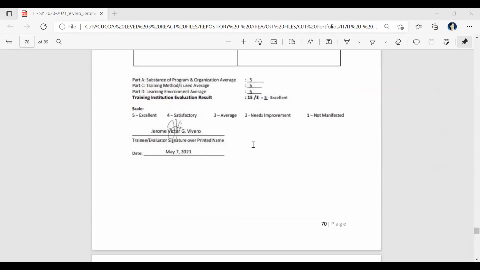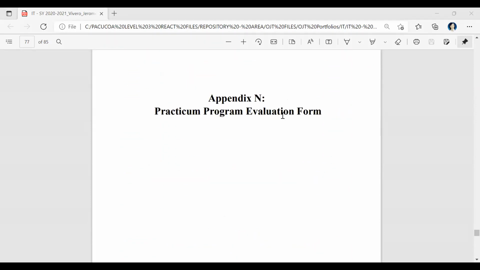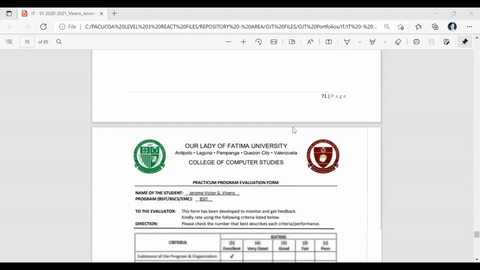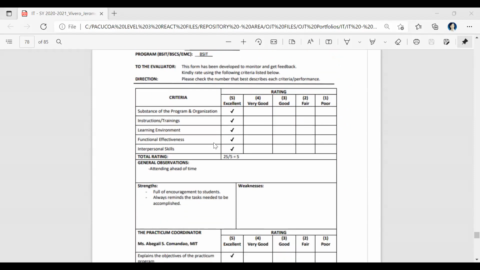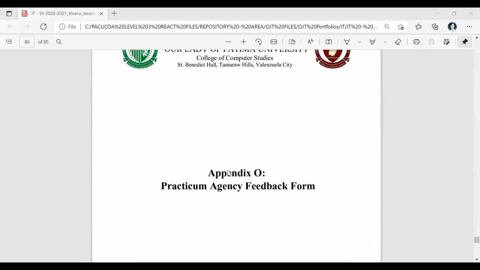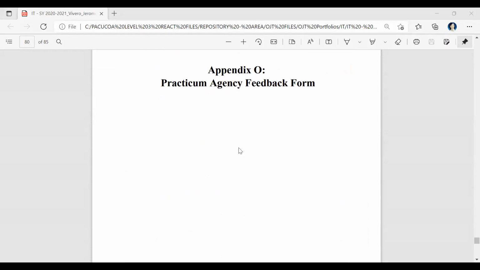And I suggest also, after you have done that, you're going to do the practicum program evaluation form. It's a 360-degree evaluation. Aside from the company evaluating you, and you evaluating the OJT company, next you're going to evaluate the practicum program. So this will be the form, and you will just have to do the same thing. Okay? Sign it.